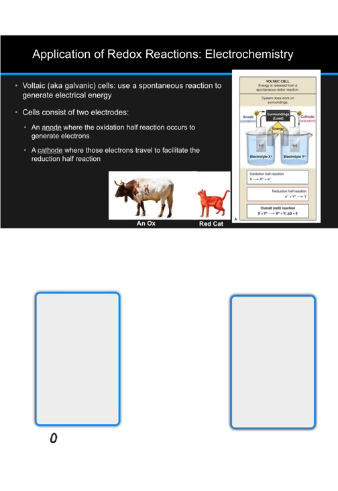So we'll say that this beaker will represent our anode. This is where oxidation occurs. And this beaker will represent my cathode. This is where reduction occurs. So electrons will be produced here at the anode, consumed here at the cathode. These two beakers contain solutions. These solutions are electrolytes.